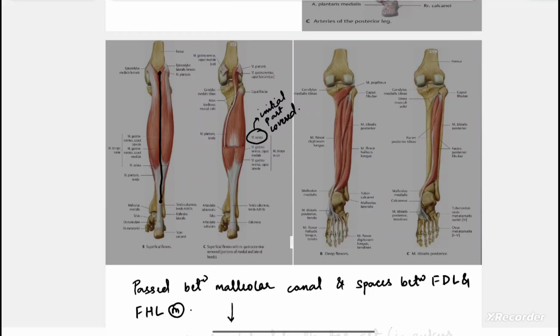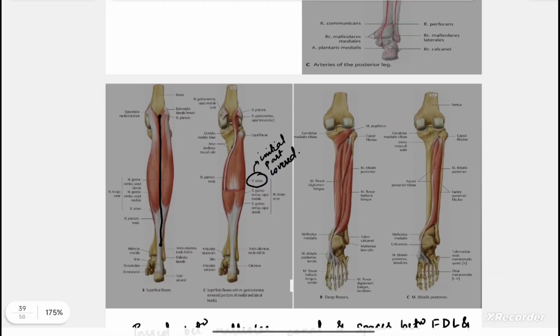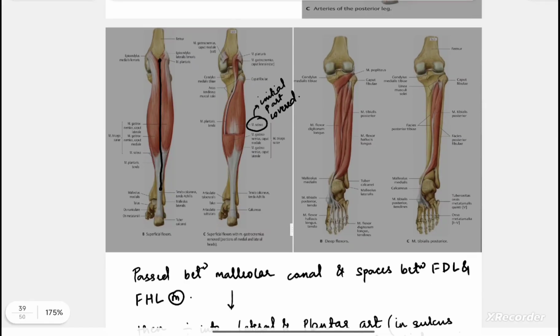The initial part of the posterior tibial artery is covered by the superior margin of the soleus muscle, which passes above the tendinous arc of the soleus muscle. It passes through the malleolar canal and the spaces between the tendons of flexor digitorum longus and flexor hallucis longus. It is divided into medial and lateral plantar arteries. It then later divides into this side, medial and lateral plantar.